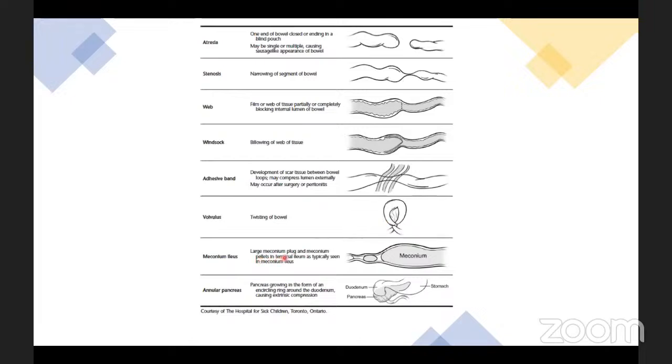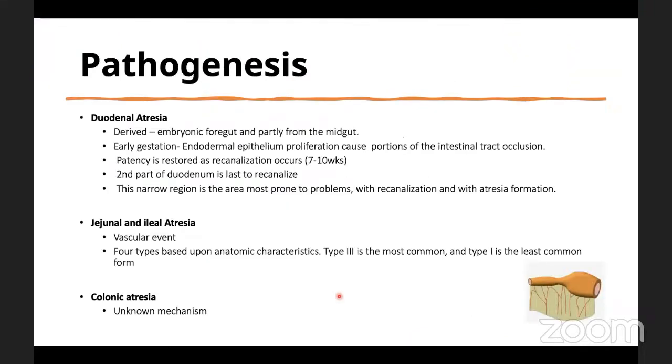And then meconium ileus: in some babies, a large meconium plug, for example here, obstructs and causes pseudo-obstruction. And then annular pancreas, which sometimes encircles the duodenum and causes obstruction of the bowel. So it is very important to understand the pathogenesis and reason because it will help in the management as well.